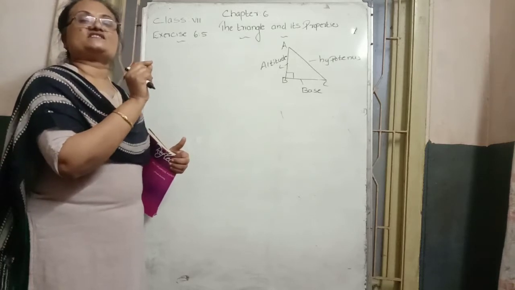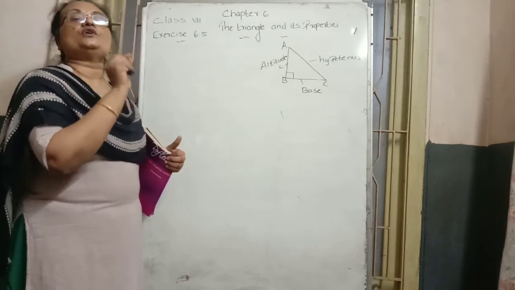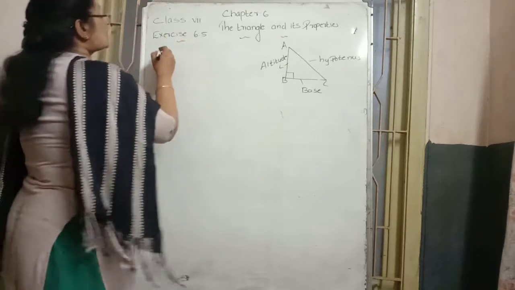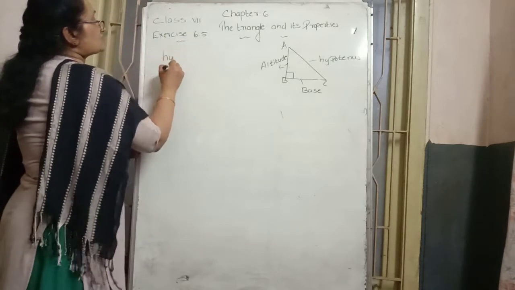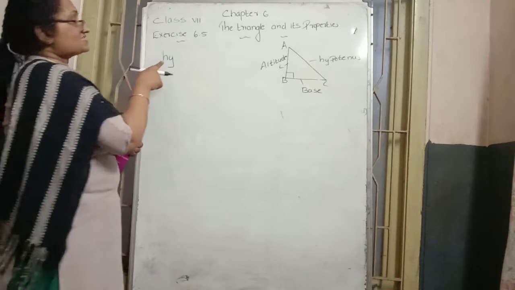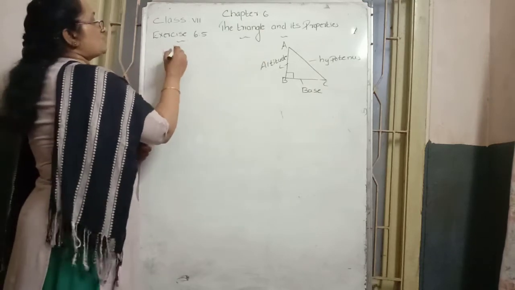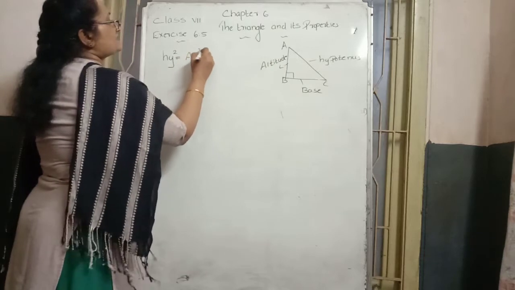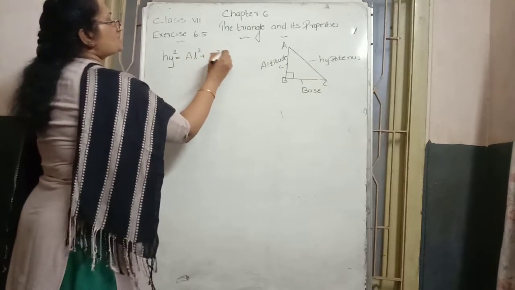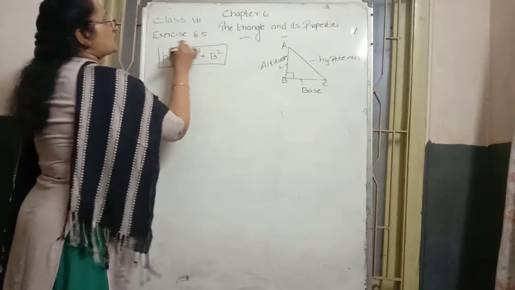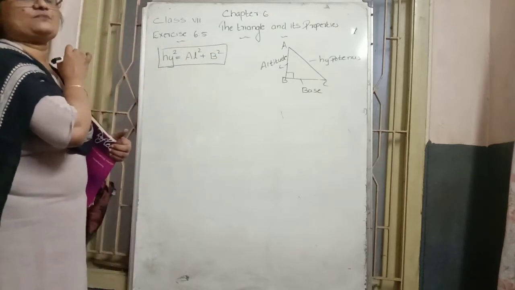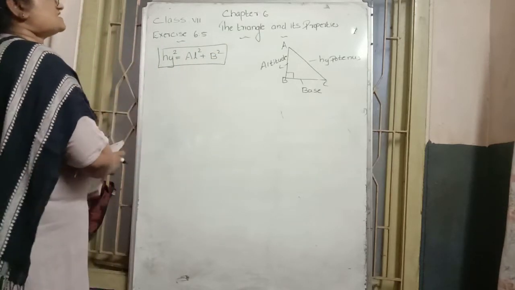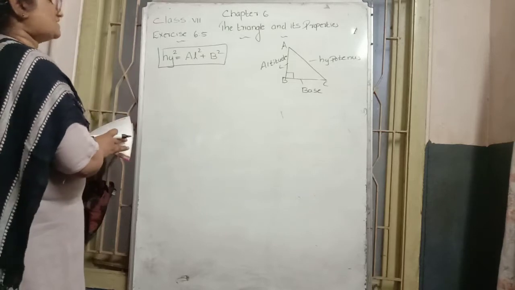Using the Pythagoras theorem, now we are going to solve the problem. How to write it? The short form was also given last class. Hypotenuse, short form hy, square is equal to altitude, meaning AL, square plus base, meaning B, square. This is the formula for the Pythagoras theorem. Keep it in your mind. Then exercise 6.5 is based on the Pythagoras theorem.